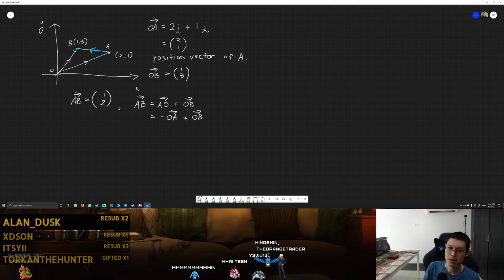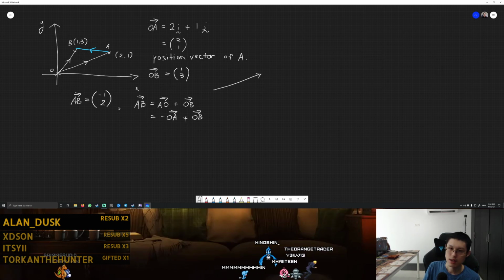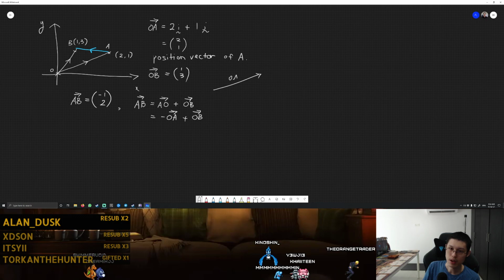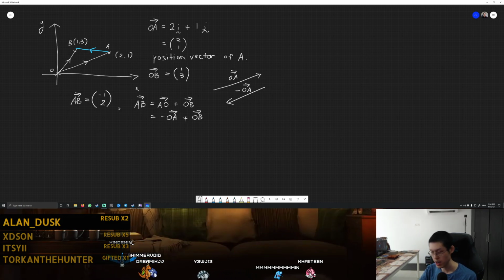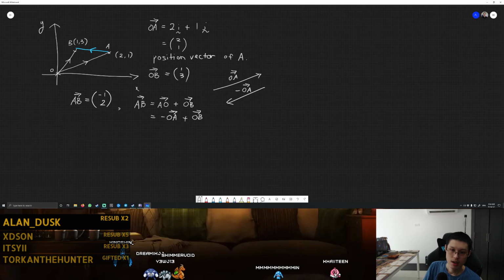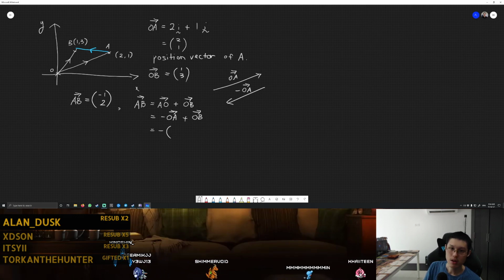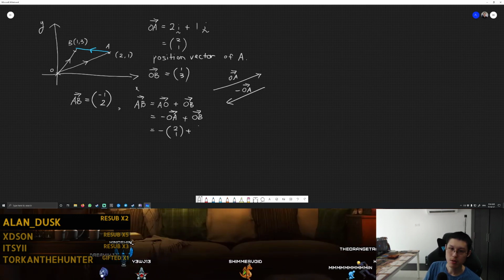For example, if I have a vector like this, and this is vector OA, if I draw it like that, this will be negative OA. So the negative sign just flips the direction of the vector to the opposite direction. Okay? So what is OA? Well, OA is 2, 1. What is OB? OB is 1, 3.